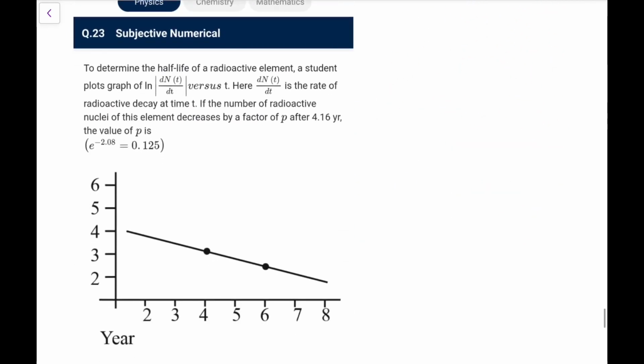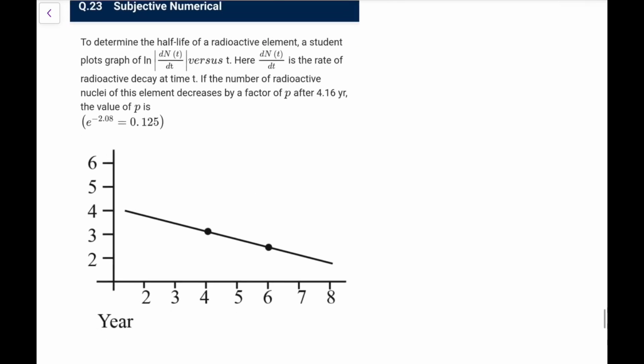Next one. This is the IIT question repeated. I can make it out from the diagram. To determine the half-life of a radioactive element, a student plots dN by dt versus t, where dN by dt is the rate of radioactive decay at time t. Okay.